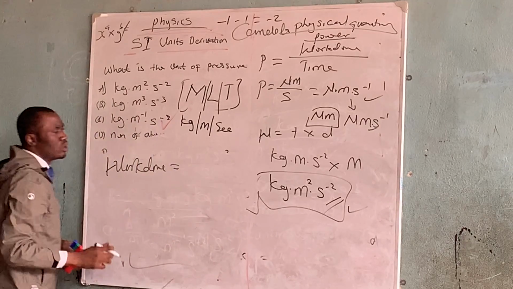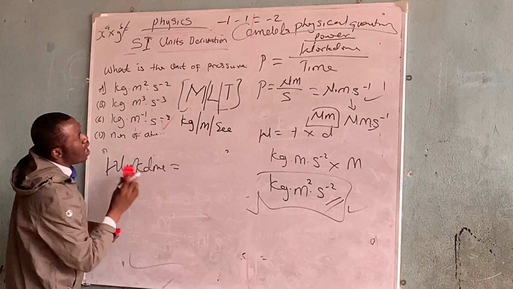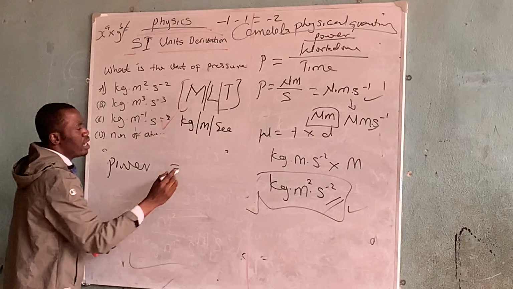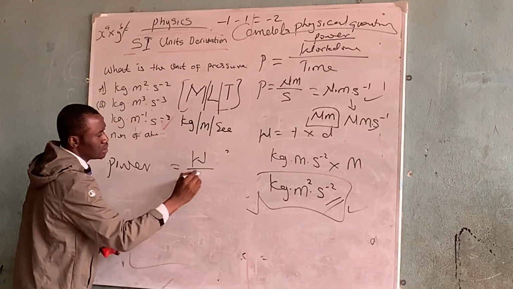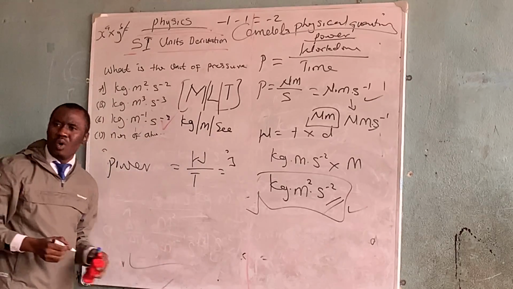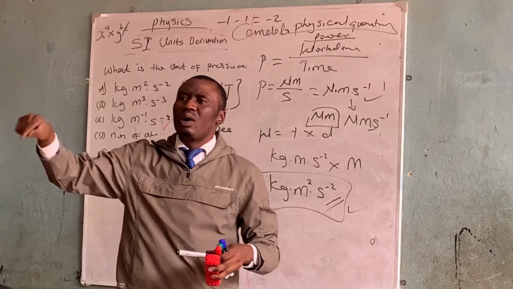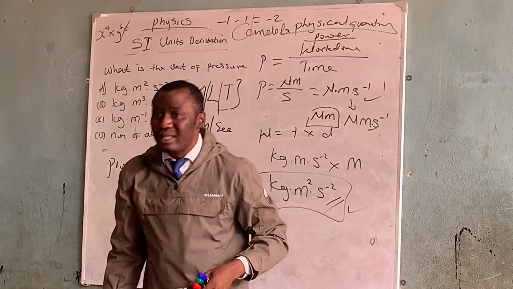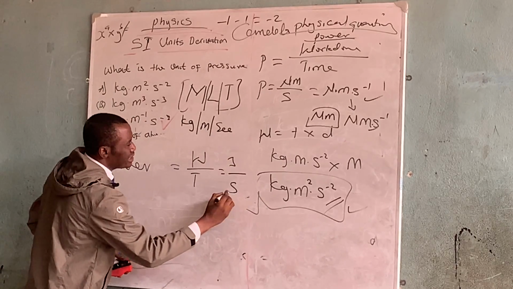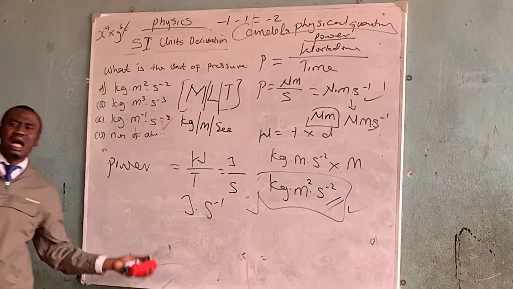So now work done. Do you know what it is called? Power, not work done. Power is work done over time. Work done can be measured in joules. If you are a friend of physics, you will find sometimes they say the work done is 30 joules. Now they are dividing these joules over seconds. What may happen to it? Joules per second.